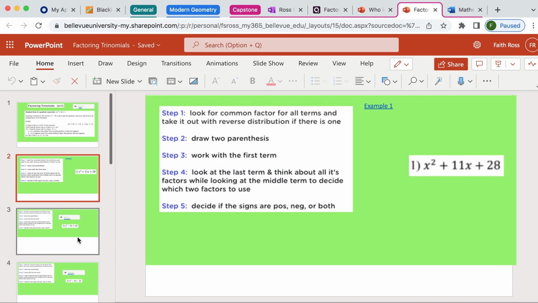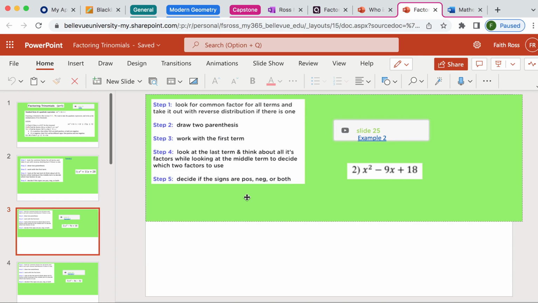Okay, let's do number 2 together. So I'm going to ask you questions. Is there a GCF that can be taken out? No. Good. So then what's our next step? Draw the parentheses. Good job. Okay, so is our a value 1? Is our x squared the value of 1? Yes. Good. So how would we get x squared? Parentheses x. So 2 x's in both of our parentheses.